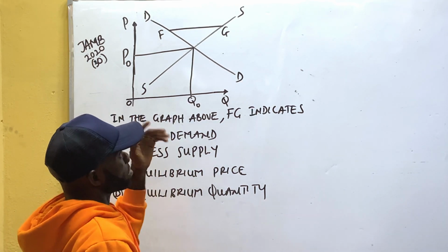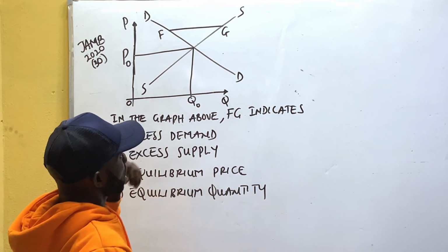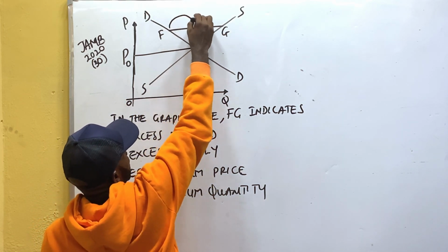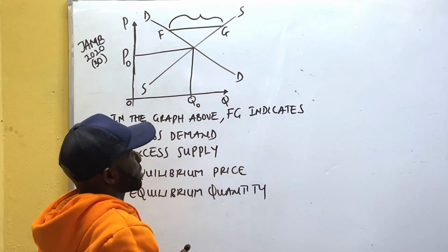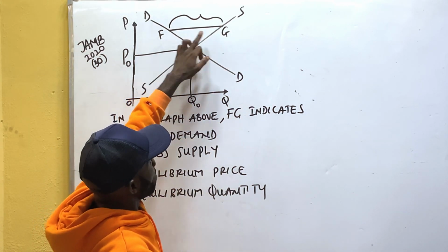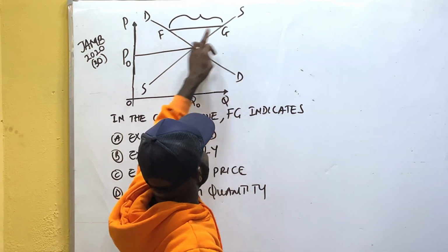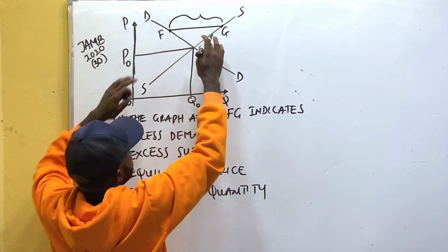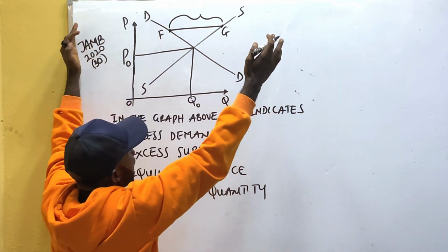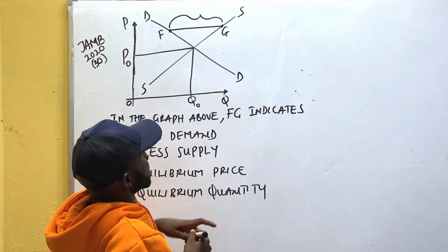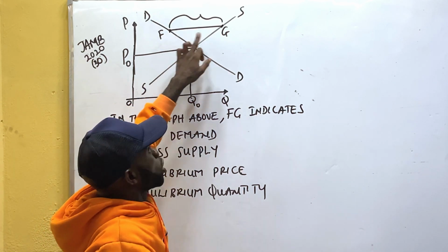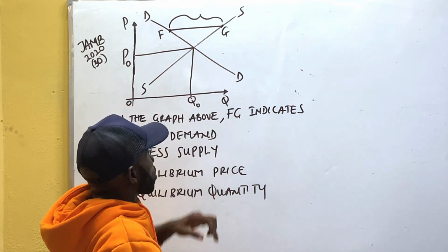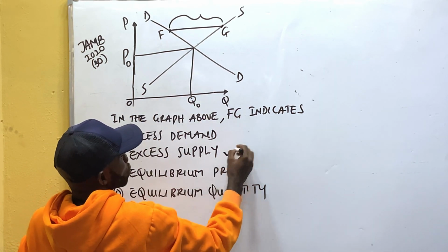Still the same kind of diagram we had previously, but if you're looking at FG, you can create something like this to show that supply is greater than demand. This is a spot for supply, and this is a spot for demand. So this is like the gap, the excess. This excess is not on the demand side, it's on the supply side. If it's on the supply side, then our correct answer is excess supply.